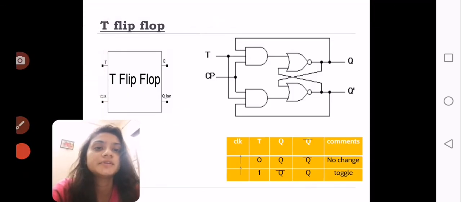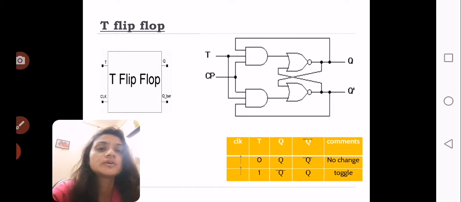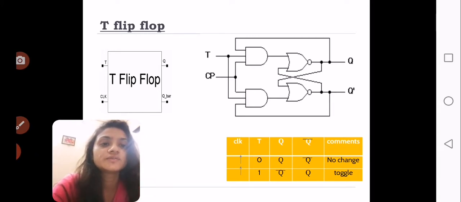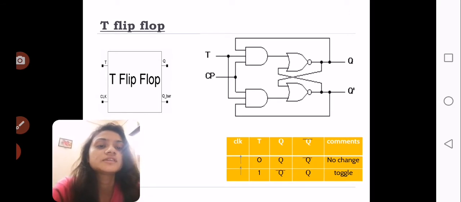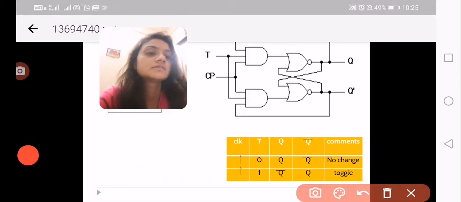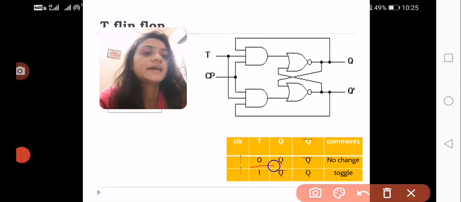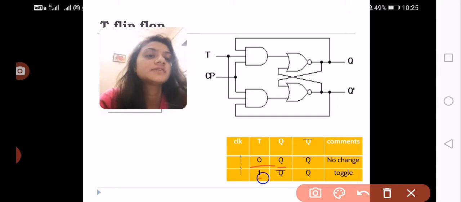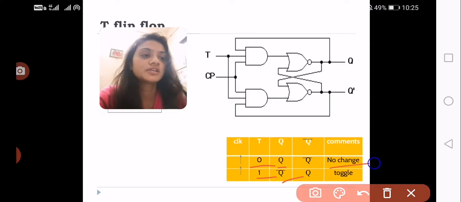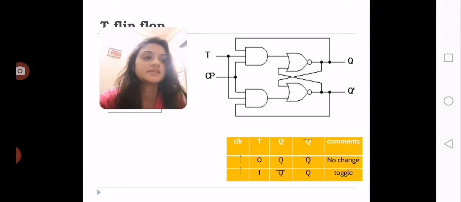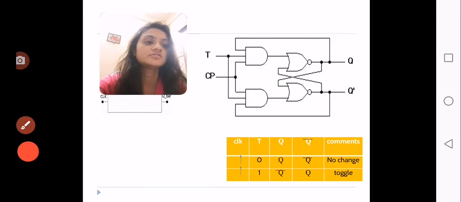Next is the T flip-flop. T means toggle. Toggle means 0 to 1 and 1 to 0. As you see in the truth table, if data in the input is 0, you will get the output as it is. If it is 1, you will get Q bar. So there will be no change and toggle. T flip-flop is simple: no change and toggle.